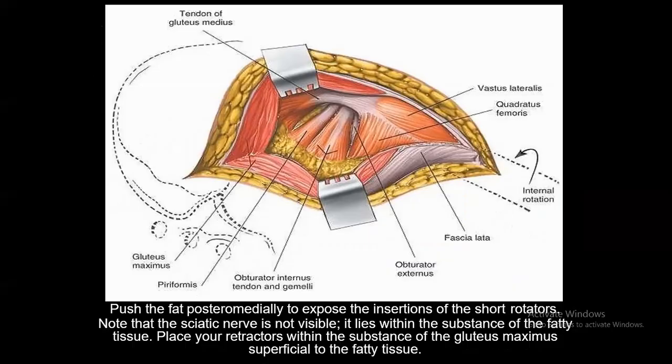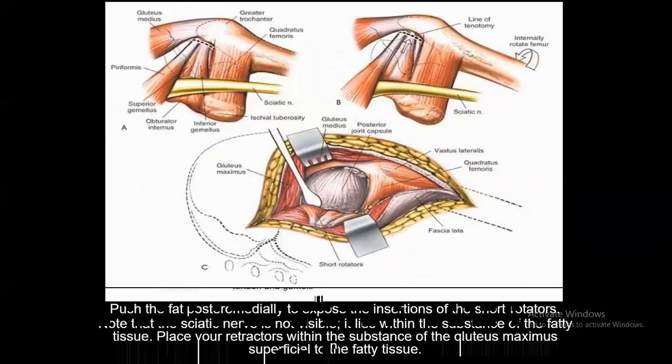Push the fat posteromedially to expose the incision of the short external rotators. Note the sciatic nerve is not visible. It lies within the substance of the fatty tissue. Place your retractors within the substance, with the gluteus maximus superficial to the fatty tissue. The picture shows A, B, C.